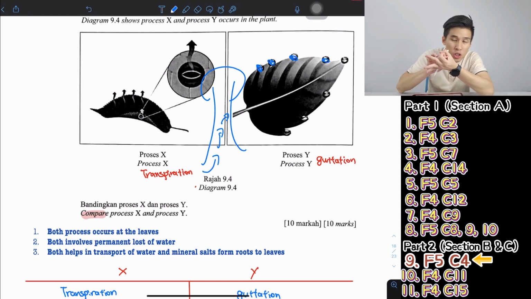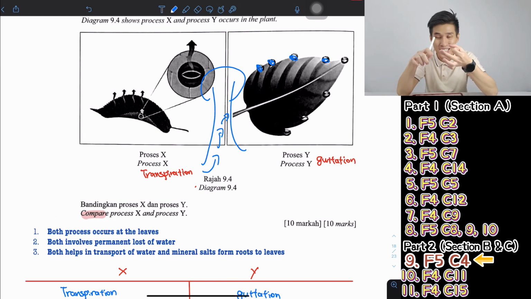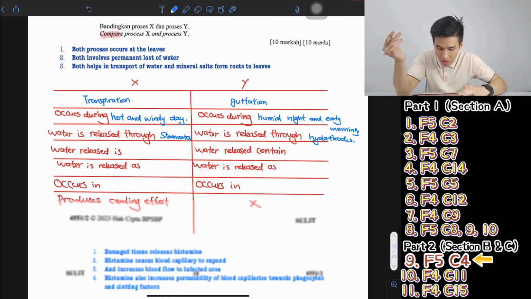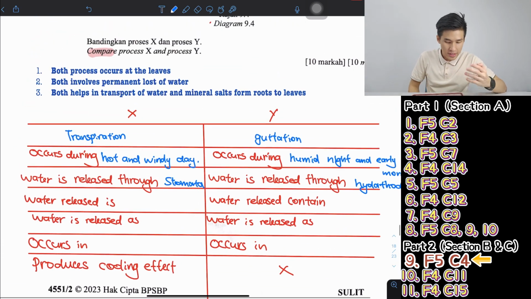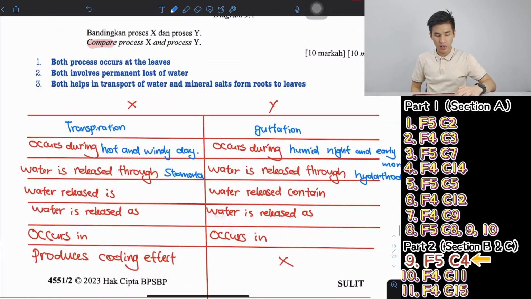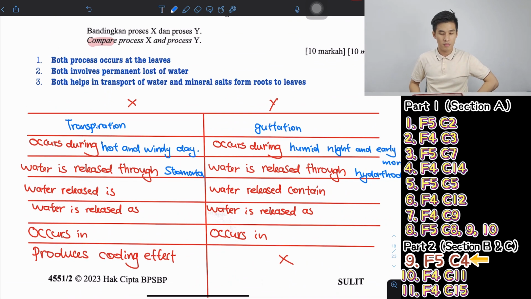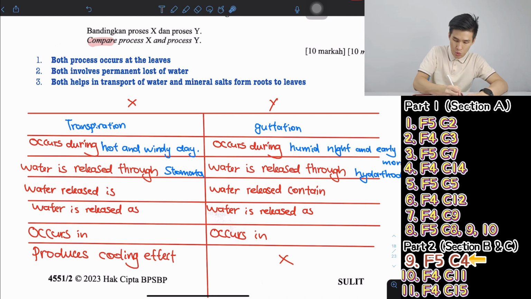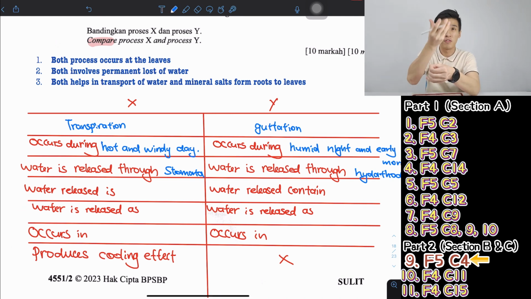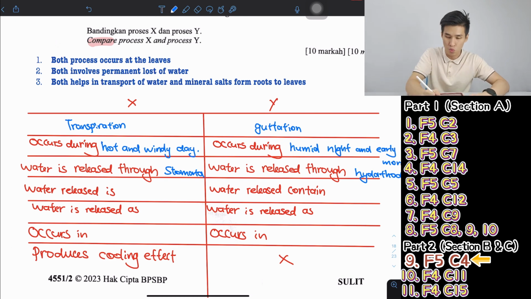Hydathodes. So they will push the water out from the hydathodes, which is at the side of the leaf. Understand? Right, so then next, the water that comes out comes in different forms. So I'll go through this one first. For transpiration, the holes open, water evaporates. So when water evaporates, it will be in the form of what we call vapor. So water is released as water vapor.